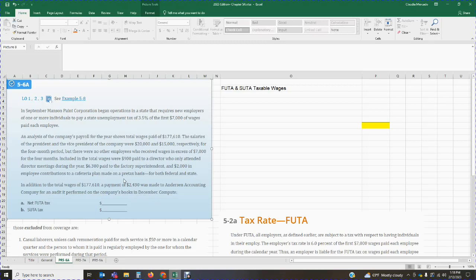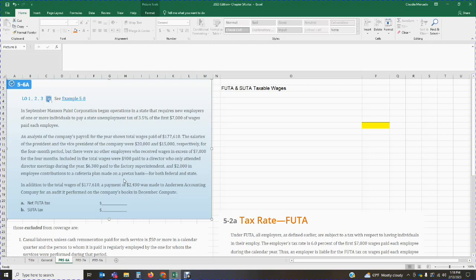Included in the total wages were $900 paid to a director who only attended directors' meetings during the year, $6,300 paid to the factory superintendent, and $2,000 in employee contributions to a cafeteria plan made on a pre-tax basis for both federal and state. In addition to the total wages of $177,610, a payment of $2,430 was made to Anderson Accounting Company for an audit it performed on the company's books in December.